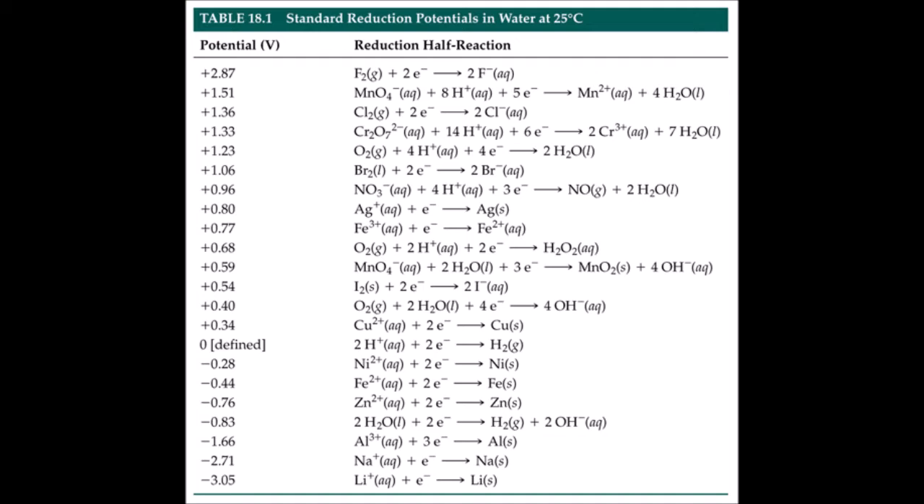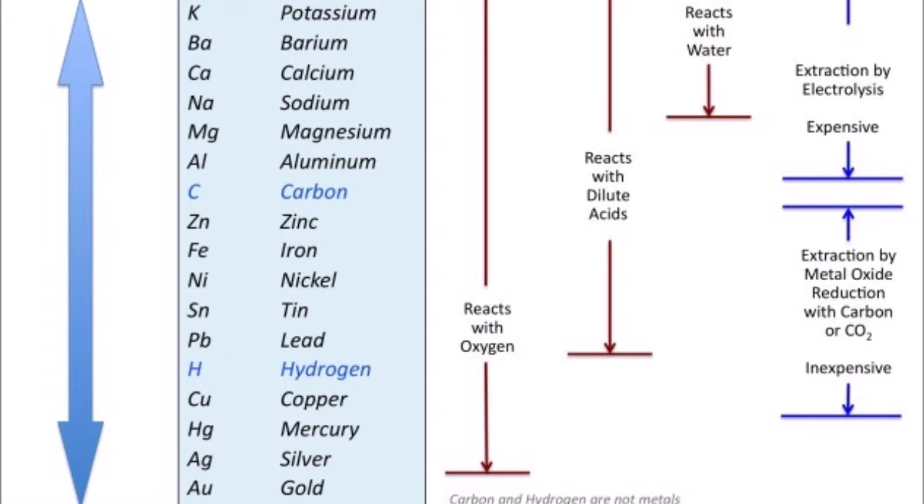The neat thing about it, when we do reduction potentials, and if we look at them from highest to lowest, it's actually our activity series of our metals and some nonmetals and some acid-base redox reactions, and they're just simply flipped upside down. So this gives us the activity series of the metals as well, simply by looking at this chart.